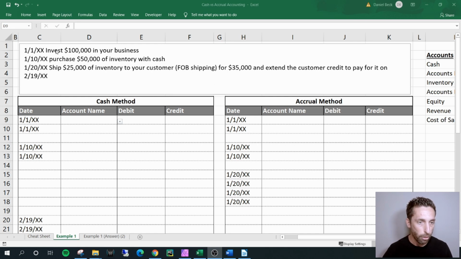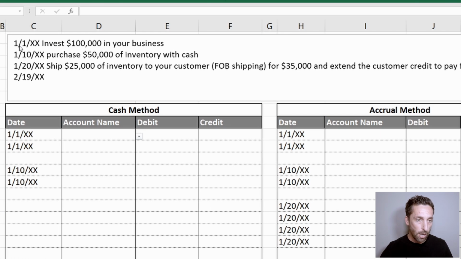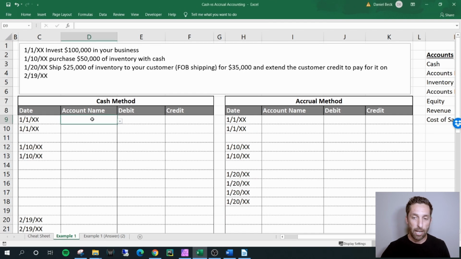I have 3 transactions we're going to take a look at. Each one of these transactions has dates, and these dates are very important in order to know when we record each transaction for each method. So let's take a look at the very first transaction. January 1, we invest $100,000 in our business. Now, under the cash method and the accrual method, this entry would look identical.